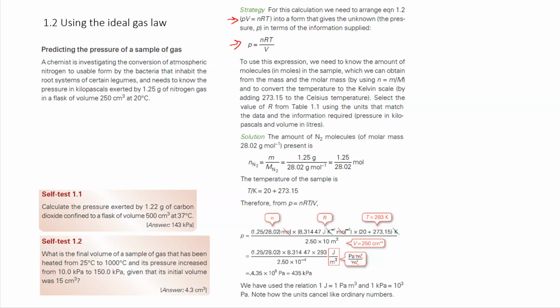So what does that look like? Well, we can obtain the moles by taking the mass and using the molar mass of nitrogen gas. That's pretty straightforward. For the temperature, we need to convert to absolute or Kelvin, so we need to add 273.15 to the temperature that we were given in Celsius. And we need to select the appropriate R, which is 8.314 joules per Kelvin per mole. And of course, volume in liters, so 250 centimeters cubed is 250 milliliters, which is 0.25 liters.